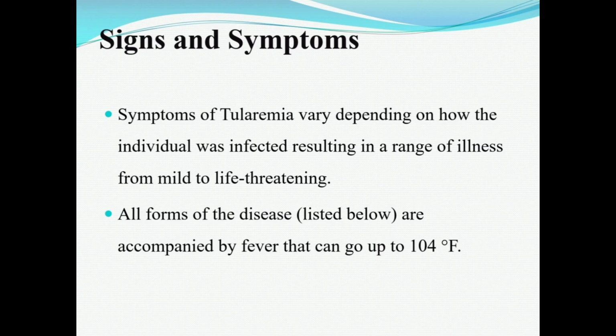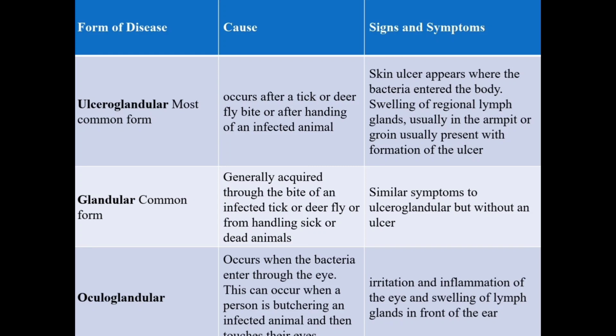Next we will see about the signs and symptoms of the disease. Symptoms of tularemia vary depending on how the individual was infected, resulting in a range of illness from mild to life-threatening. All forms of the disease are listed below. The first form is ulceroglandular, the most common form of the disease. It occurs after a tick or deer fly bite or after handling of infected animals. The signs and symptoms of ulceroglandular disease: a skin ulcer appears where the bacteria entered the body, and swelling of regional lymph glands, usually in the armpit or groin, is present along with formation of the ulcer.